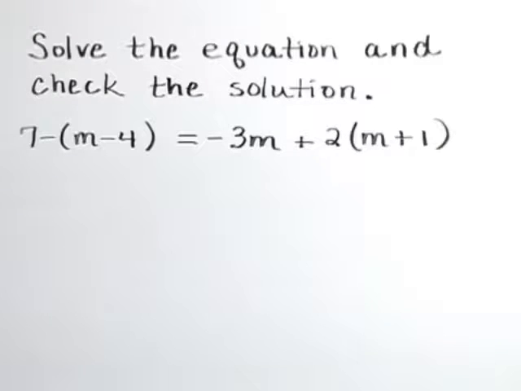Solve the equation and check the solution. 7 minus, in parentheses, m minus 4 is equal to negative 3m plus 2 times, in parentheses, m plus 1.